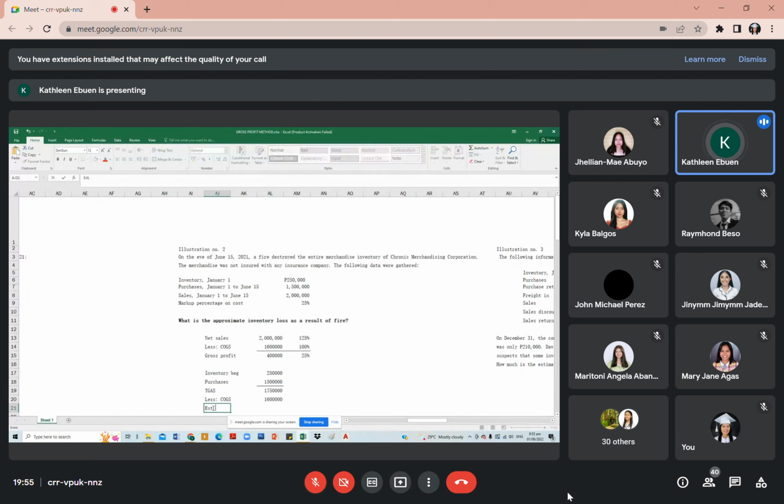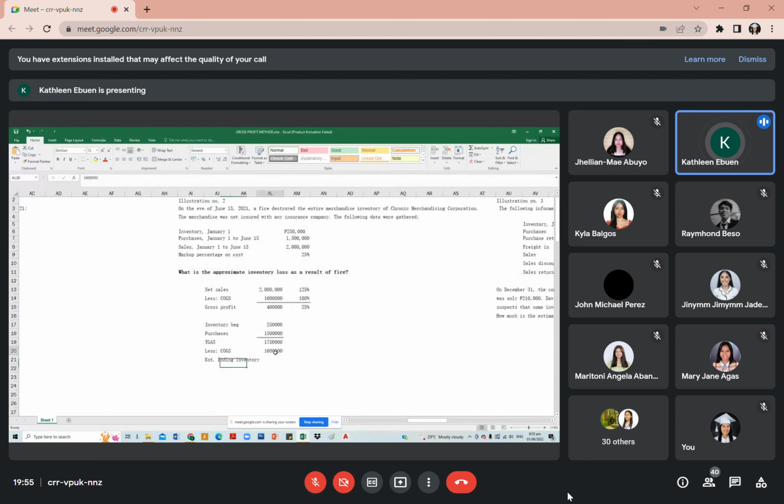The estimated ending inventory, how much? 150,000. Okay, 150,000. So, this is the estimated ending inventory of Chronic. So, all of this was destroyed by the fire. So, therefore, this is the answer.